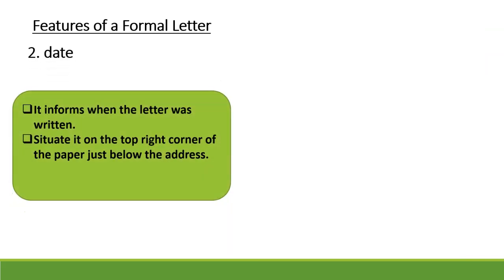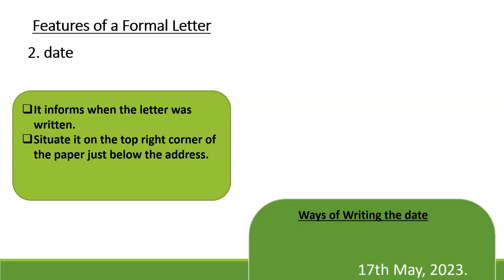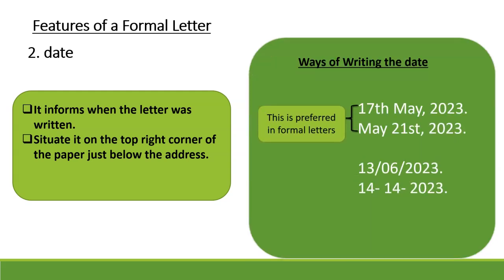Let's move on to the next feature of a formal letter, which is the date. The date informs us on when the letter was written, and it's usually written at the top right corner of the paper just below the address. There are several ways of writing the date, but the preferred way is to write it in full. An example is 17th May 2023 or May 21st 2023, and as you can see, I've punctuated it correctly. There are other forms of dates as you can see below, but if you're writing a formal letter, the preferred one is to write in full.